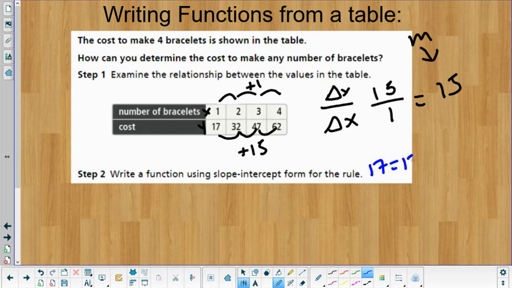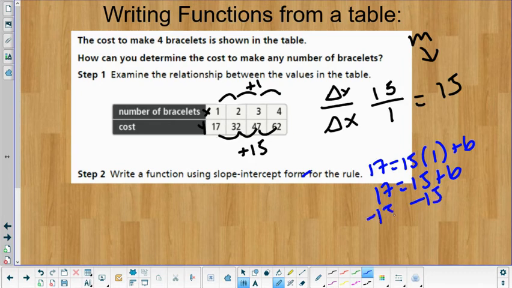$17 equals 15. My slope is, sorry, my x value is 1 plus b, and I'm solving for b. 15 times 1 gives me 15. So I end up with 17 equals 15 plus b. If I subtract 15 from both sides, I get 2 equals b. Well, now I know what my m is and I know what my b is.